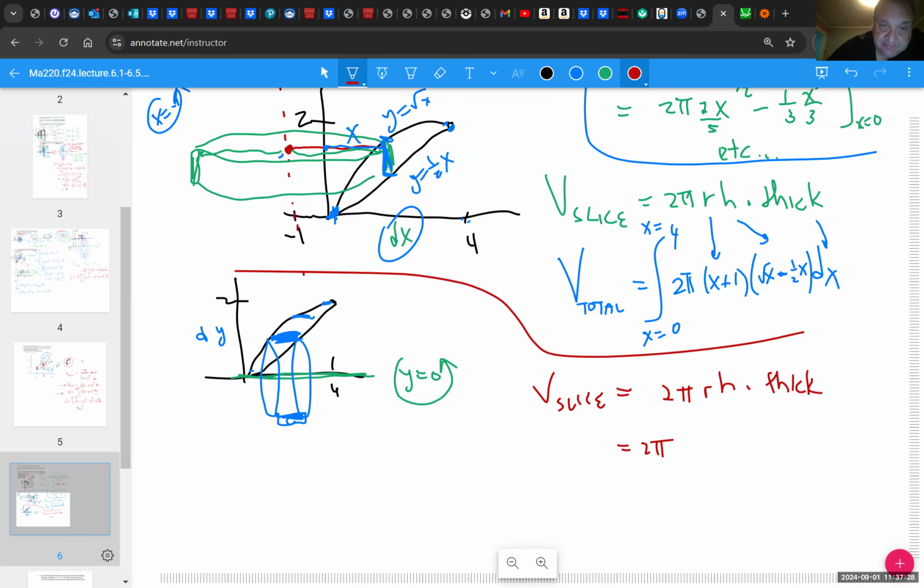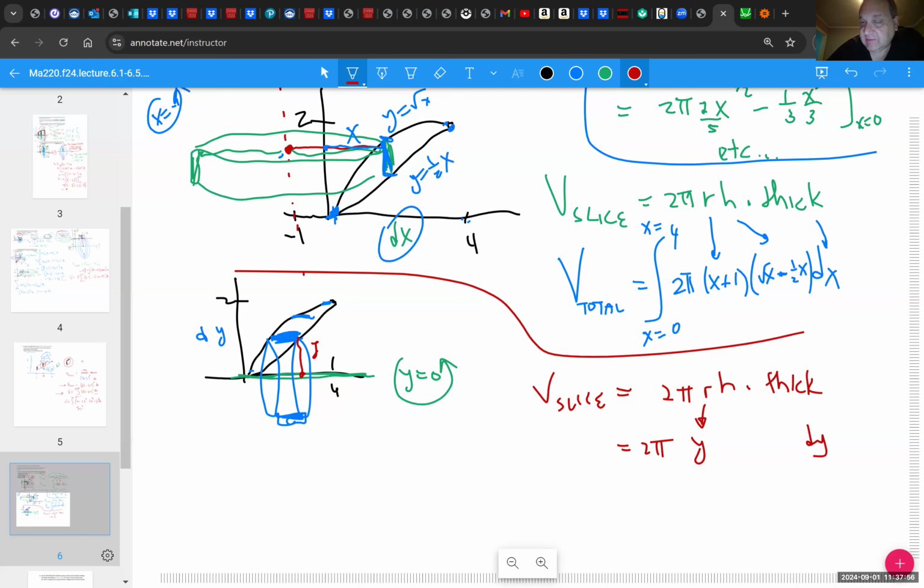I have to subtract the two y values, but this is y equals 0. So this is just a y height. So the radius of this thing is y. So that's the radius. The thickness, by the way, is dy. So we don't have to change this into x's. We want everything in terms of y's, and the radius is y, so we just leave it alone.